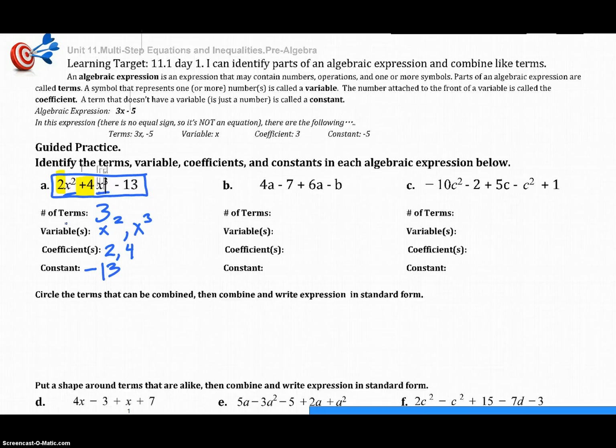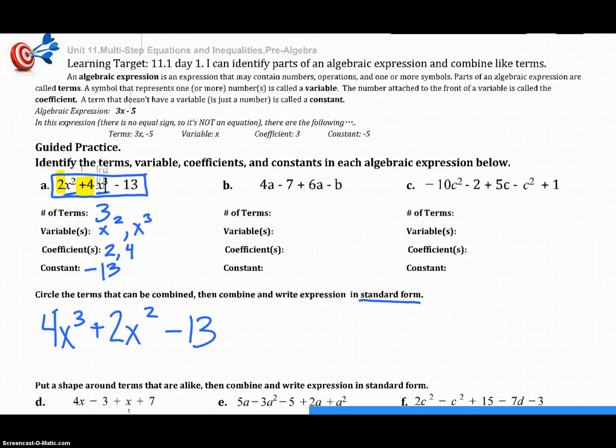So to write this in standard form means your exponent that has the highest power comes first. So this exponent of a 3 comes first. So I'm going to write 4x to the third first. And then the second variable comes next in alphabetical order. Since they're both x's, they're both alphabetically the same. And then my constant comes at the end. I am missing right here my plus sign in front of the 2x squared. So this is written in standard form.